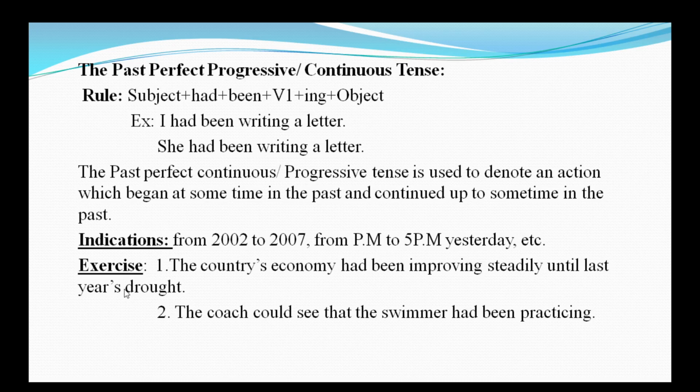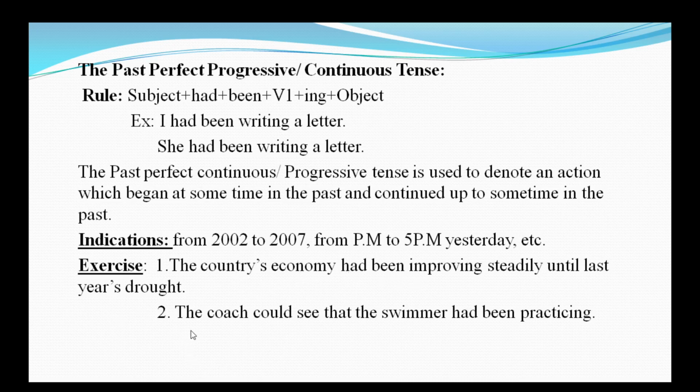Here is a small exercise: the country's economy had been improving steadily until last year's drought. Here, the use of the past perfect progressive indicates that the first action had been in progress for a period of time, continuing up to the time when the second action was performed. Here, two actions were indicated. The first action is in progress.